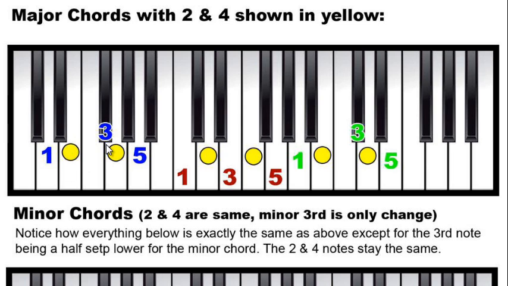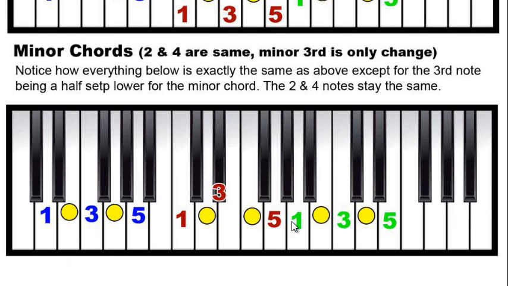If you're playing a D chord, the 3rd note would happen to be a black note, but the 2nd and 4th are always one whole step away from the 1 and the 5. All right? Now, minor chords, you can do exactly the same thing. You can play the 2 and the 4 sometimes, and even though the 3rd note is a half step down, because that's the difference between a major and a minor chord, the 2nd note is still a whole step from the 1, and the 4th note is still a whole step from the 3rd.